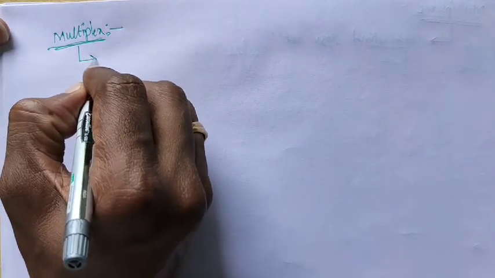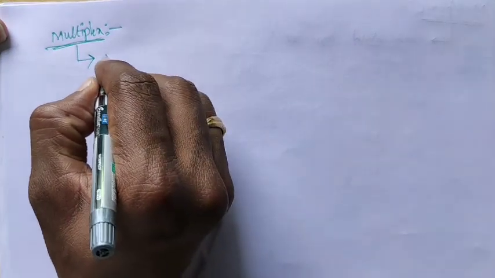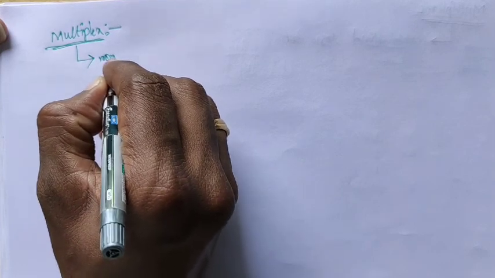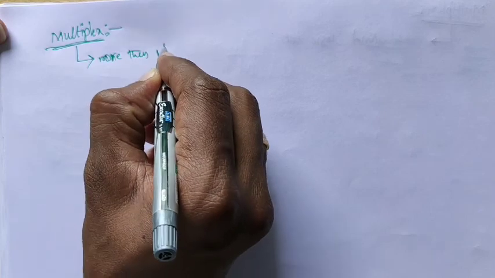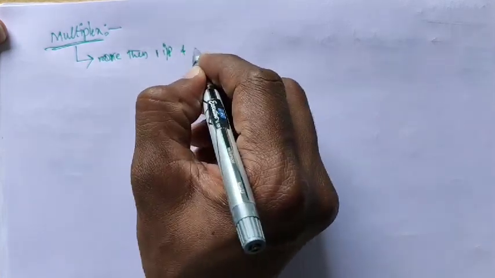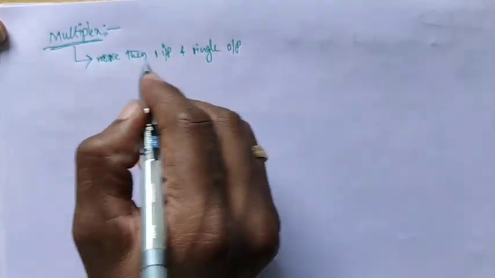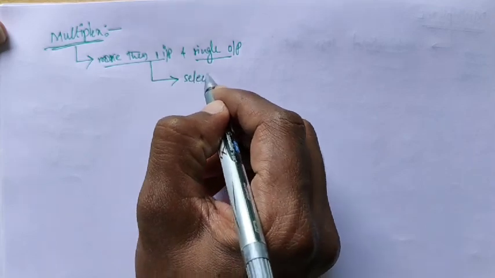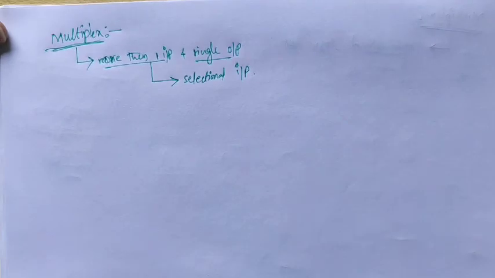A multiplexer is defined as a combinational logic circuit having more than one input and a single output. More than one input, single output. These inputs are selected by the selection inputs. Now we'll see.